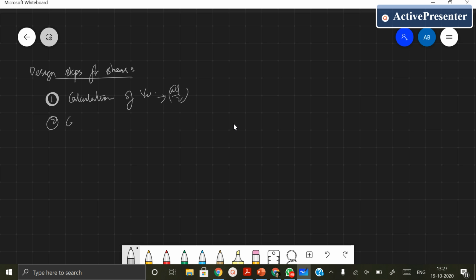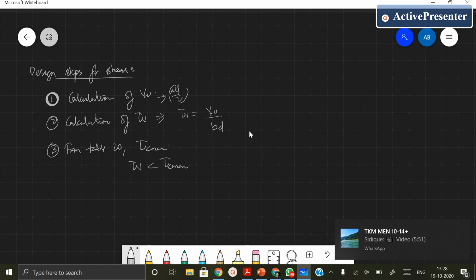Now, the second one is calculation of tau v, that is your nominal shear stress. You'll get it as tau v is equal to Vu by bd. Now from table number 20, calculate the value for tau c max. This tau v must be less than tau c max for all cases. It should not be greater than tau c max. And if it is greater than tau c max, you can change the section dimension.